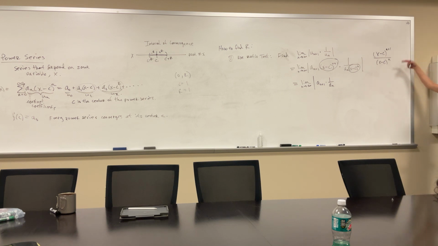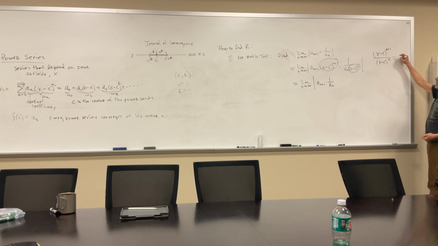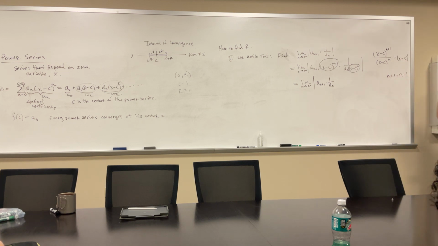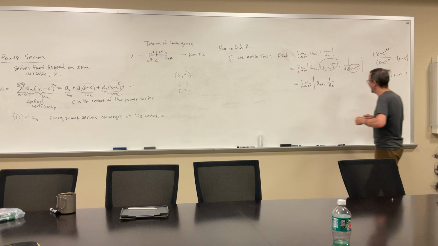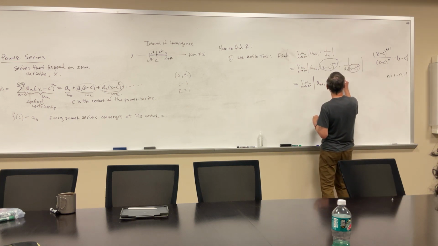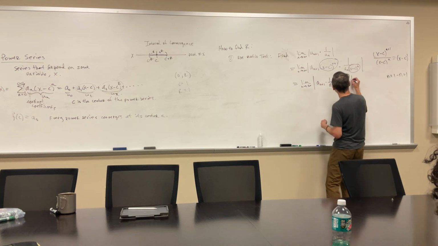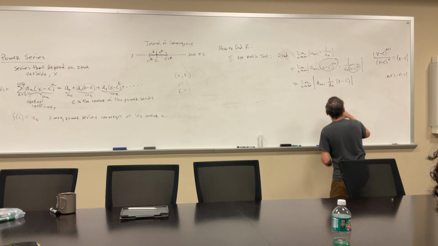So I subtract the powers, and that's just n plus 1 minus n, which is 1. So then here I'm just left with x minus c to the first power, because those two cancel.